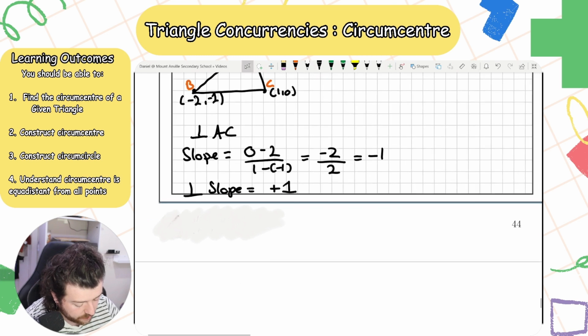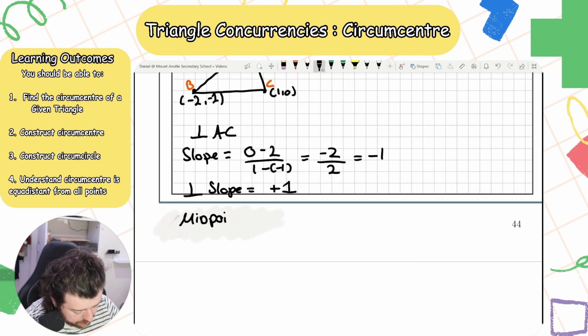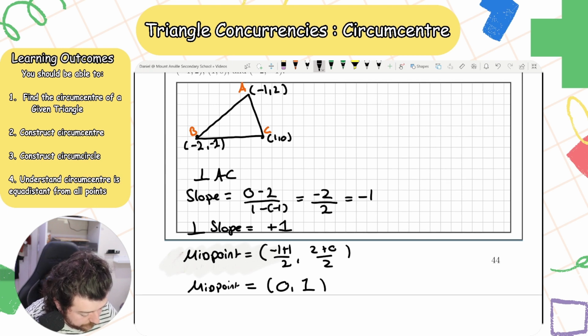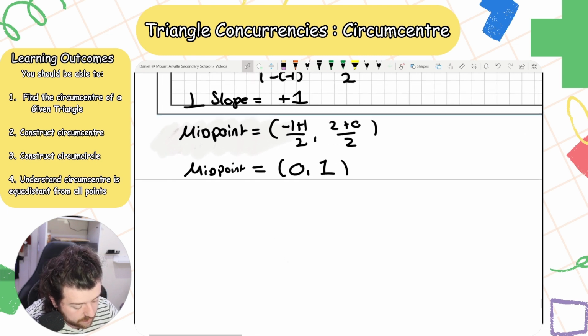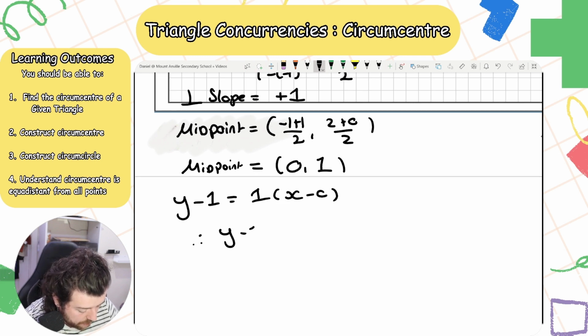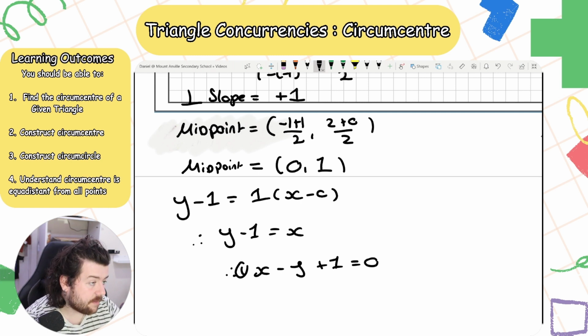Now that the perpendicular slope is positive 1, find my midpoint. The midpoint is going to be minus 1 plus 1 divided by 2, 2 plus 0 divided by 2. That's going to be 0, 1, and that is my point on the line. So there's my slope, there's my point. So y minus 1 is equal to 1 times x minus 0. Y minus 1 is equal to x. X minus y plus 1 equals 0. There is my first equation.